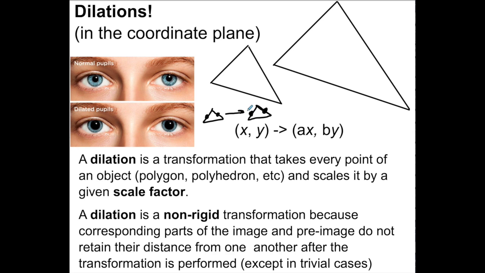Whereas here, if I pick 2 corresponding points, and I'll just choose the vertices, okay? These points are not the same distance away because this point is farther from this point than this point is from this point, right? So the corresponding parts in the pre-image and the image no longer maintain the same distance. They're proportional, but they're not the same, okay? So that's what we think about when we talk about dilation.